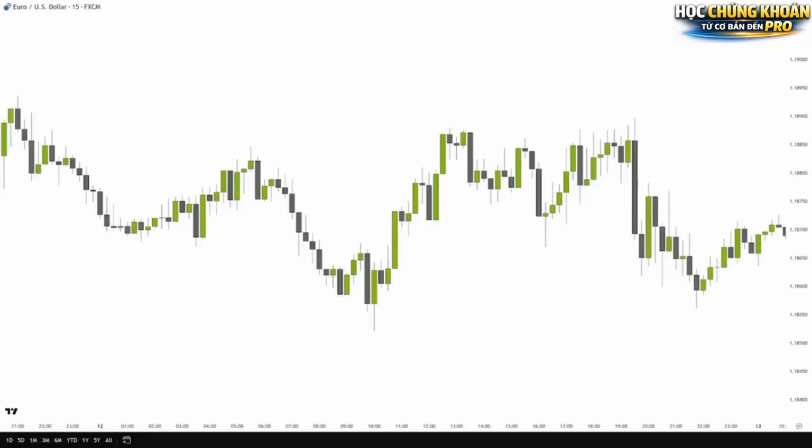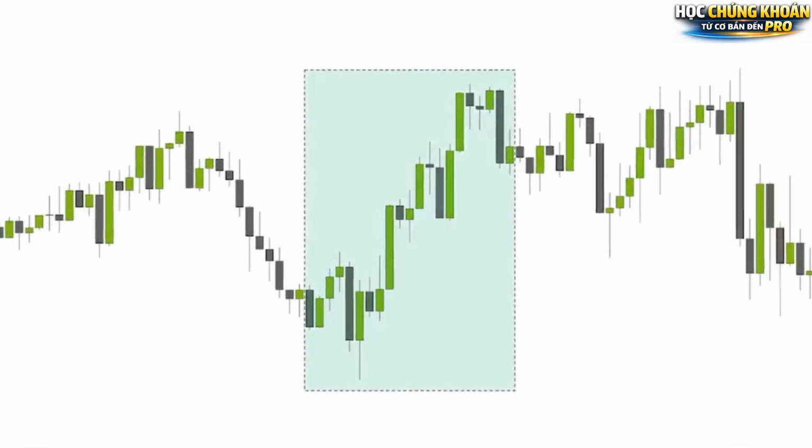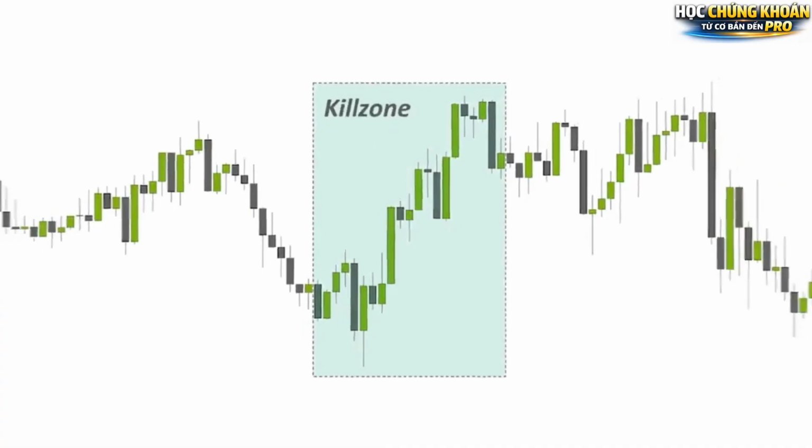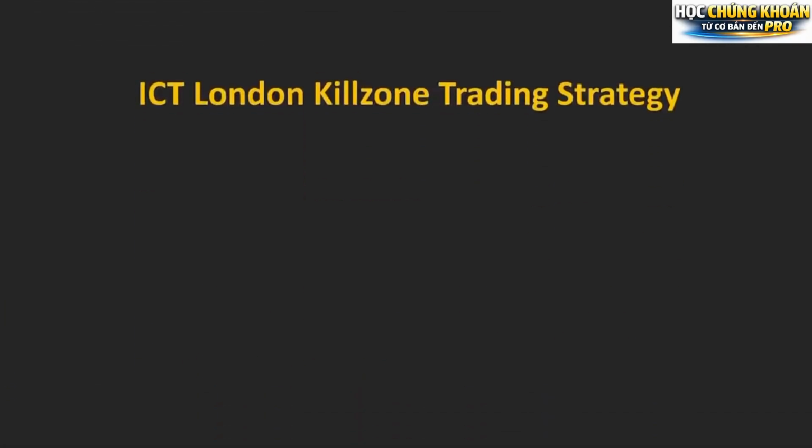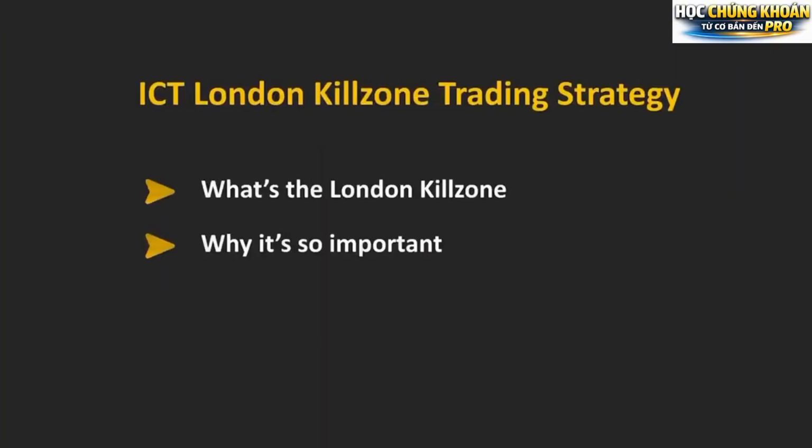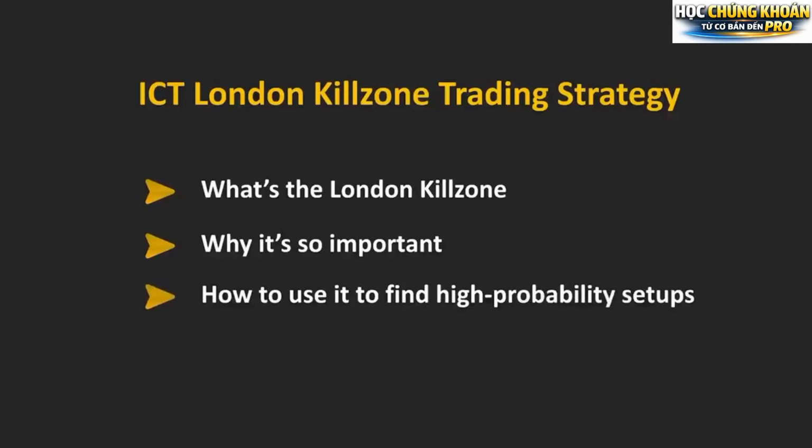Many traders sit in front of the charts all day, but the truth is, you only need to focus on one small window of time. That window is called the kill zone. In this video, I'm going to break down exactly what the ICT London kill zone is, why it's so important for traders, and how you can use it to find high-probability setups in the market.